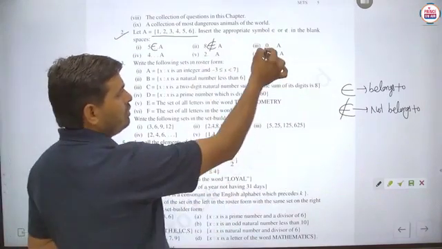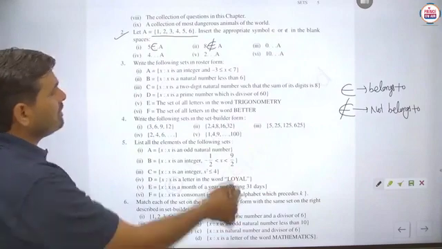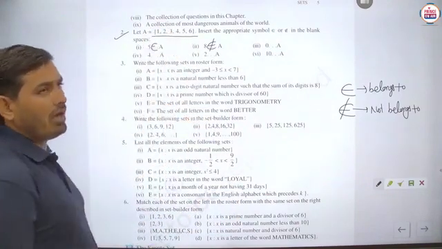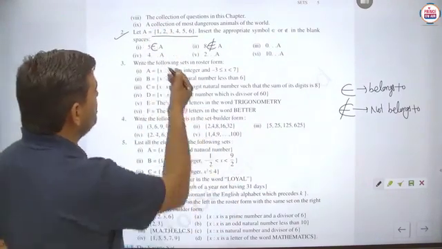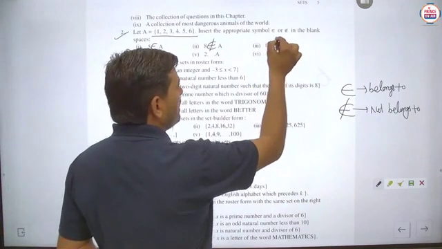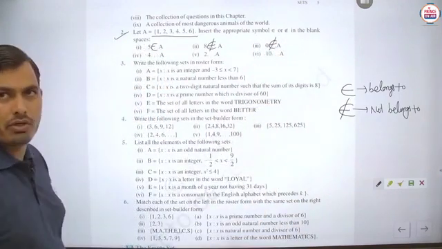Next one, 0 and A means here this particular element 0 is to be available or not, we have to check. So here 0 is not to be available. So again we can say that this does not belong to. Is it to be clear?